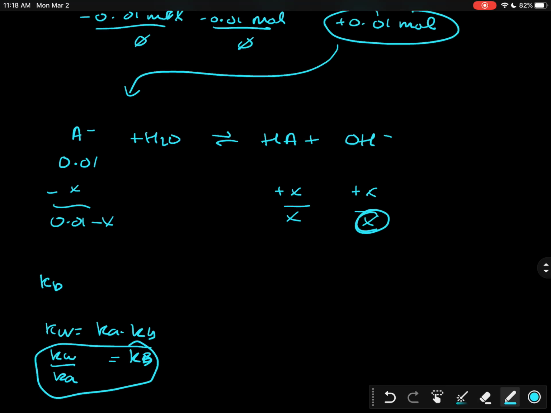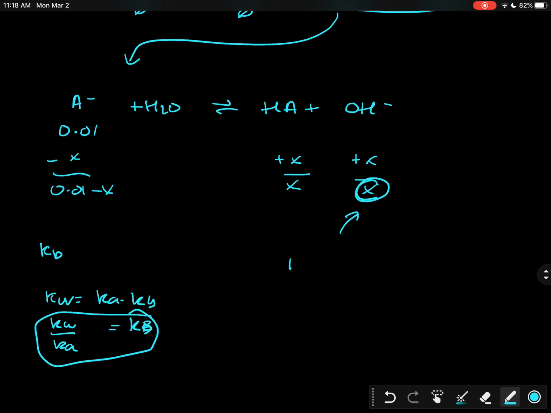We're really solving for the concentration of OH minus here, because Kb is going to be equal to OH minus times HA over A minus. Then we can go ahead and find the pH from here, because we'll find the pOH and then we can find the pH.